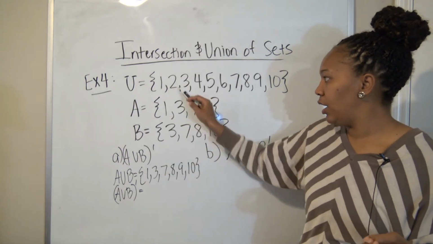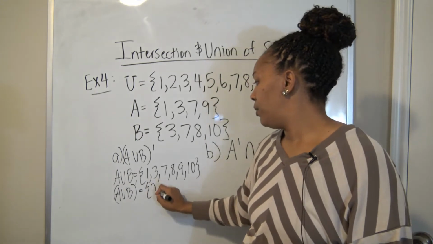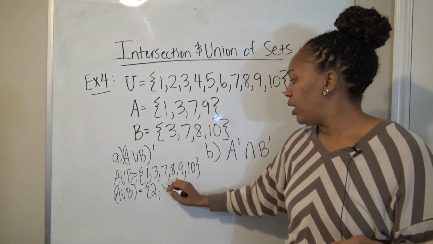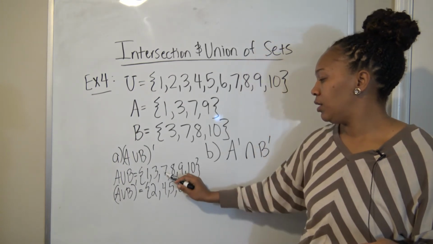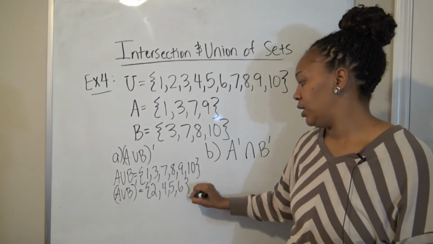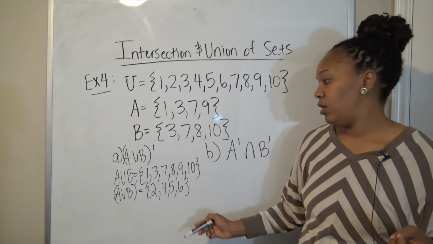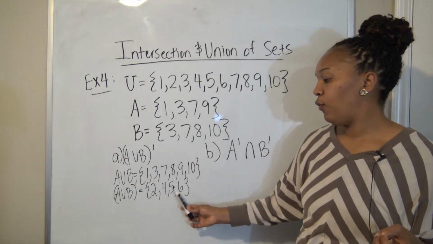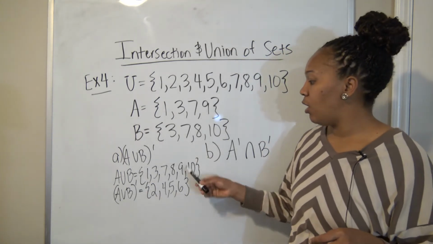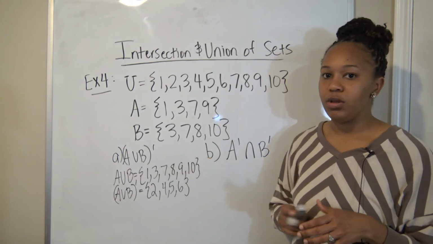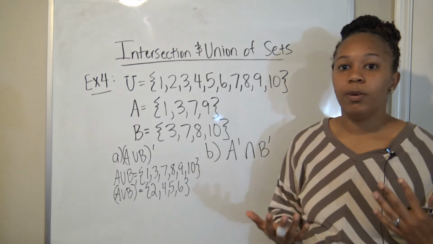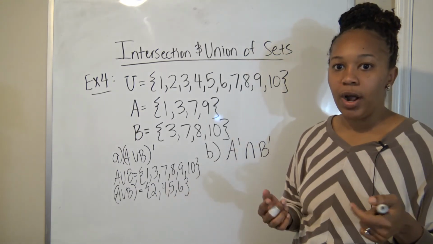So 1 is in there. So 2 would be in the complement. 4 would also be in the complement. 5 would be in the complement, and 6 would be in the complement. Then you have 7, 8, 9, and 10. So the complement of A union B would be the set with 2, 4, 5, and 6 in it, because those are the elements that are in U but are not in this set A union B. Okay, so that's how you will perform the operations for that first part.